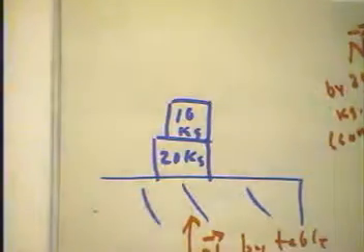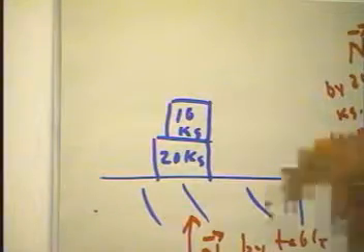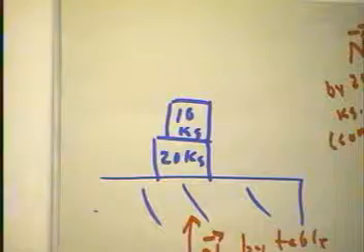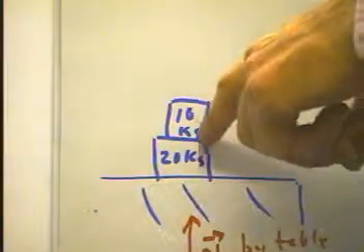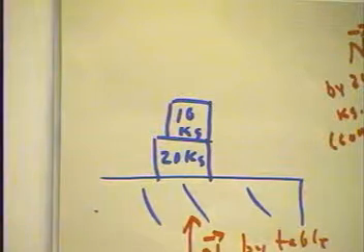A problem from the text asks if we have a 10 kilogram block sitting on a 20 kilogram block sitting on a table, then what's the normal force exerted by the table and what's the normal force exerted between the two blocks? How do these forces come about and how large are they?